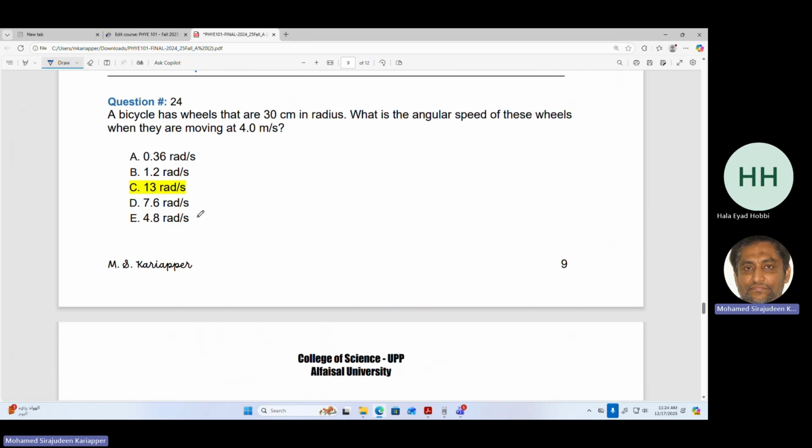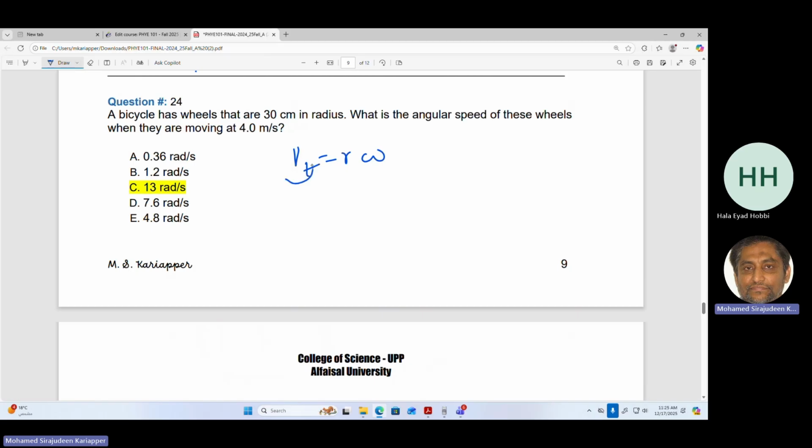Number 24. A bicycle has wheels that are 30 centimeter in radius. What is the angular speed of these wheels when they are moving at 4 meter per second? Right. What is this question? With the speed, it will be the speed of a point on the rim of the wheel. So we are connecting the tangential speed to the angular speed. So this is the equation.